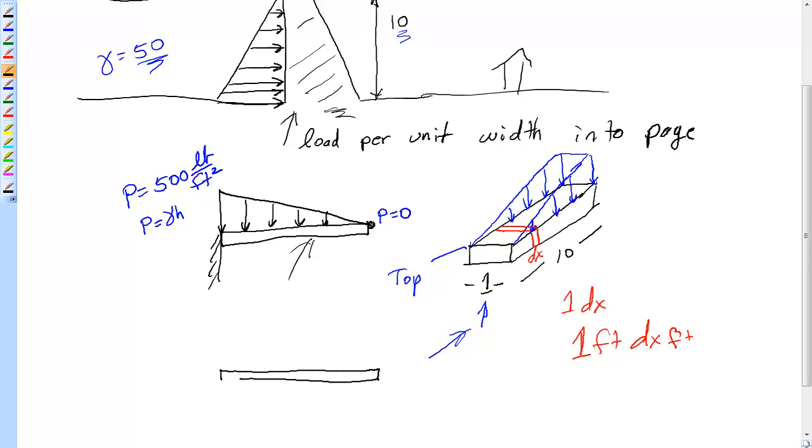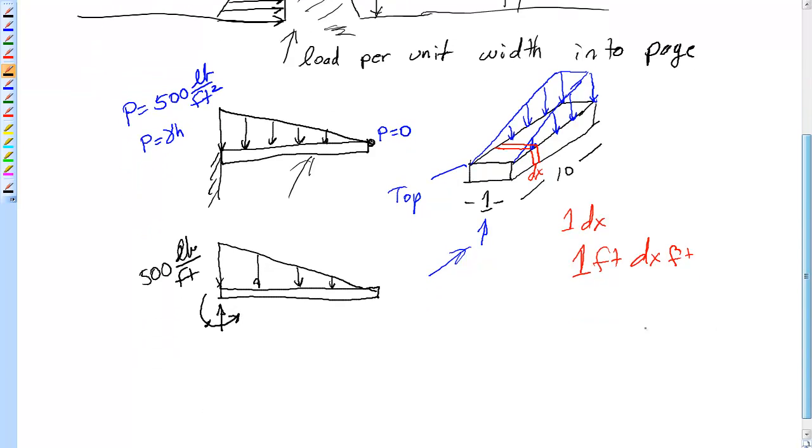It's just a beam, which now is 500 pounds per foot instead of per foot squared. Why? Because it was 1 foot deep. So now you're looking at exactly a statics problem. You've got this thing applying a moment here and a load here. Usually we're not interested in finding those in the early going, but we will later.